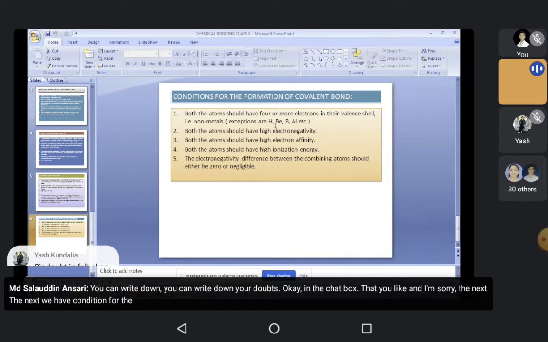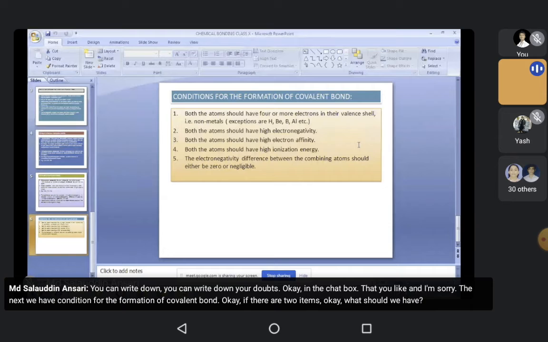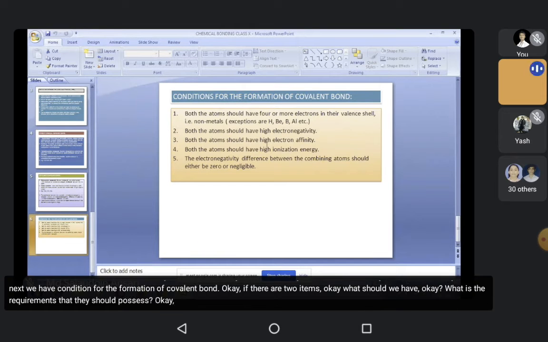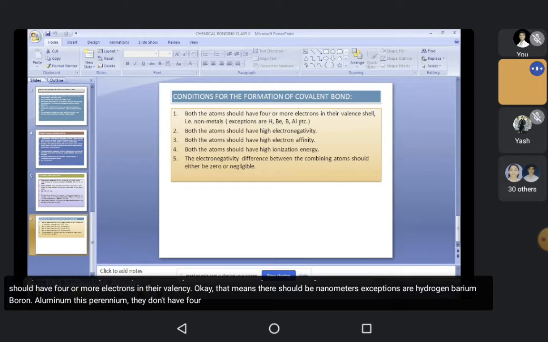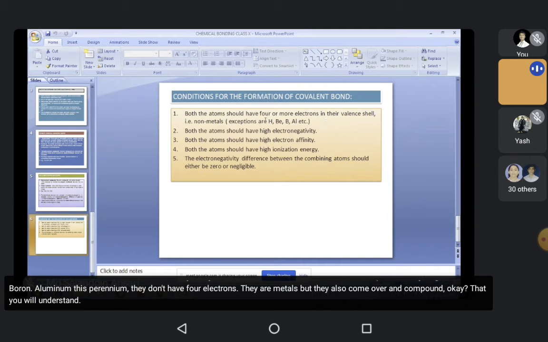Now next we have the conditions for the formation of a covalent bond. If there are two atoms, what are the requirements that they should possess, because of which they will form a covalent bond? First one is both the atoms should have four or more electrons in their valence shell. That means they should be non-metals. Exceptions are hydrogen, beryllium, boron, aluminium. Beryllium, boron, aluminium don't have four electrons, they are metals, but they also form covalent compounds. That you will understand at class level.